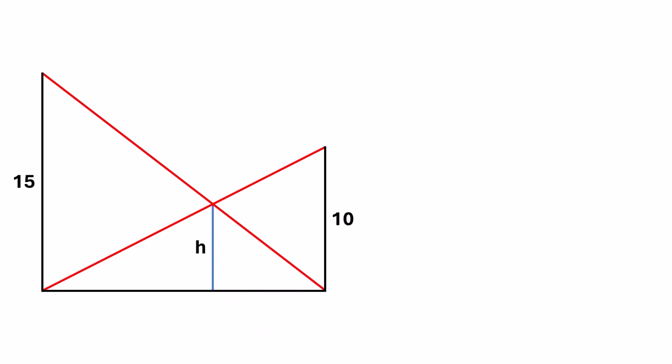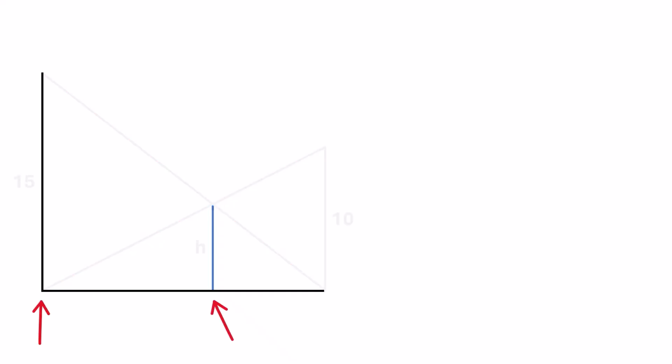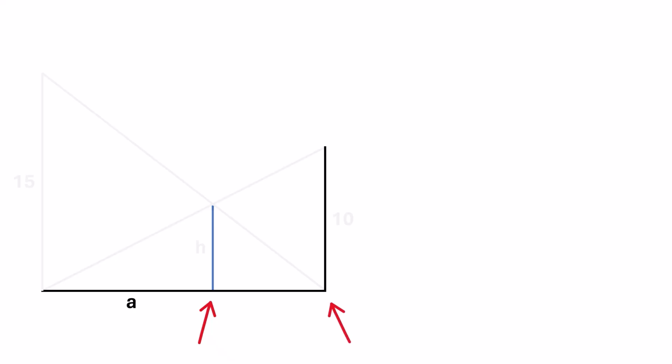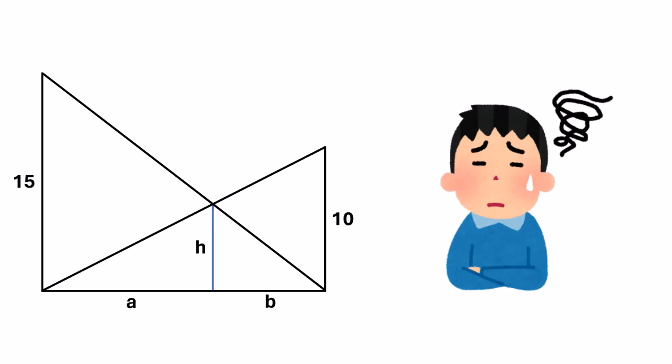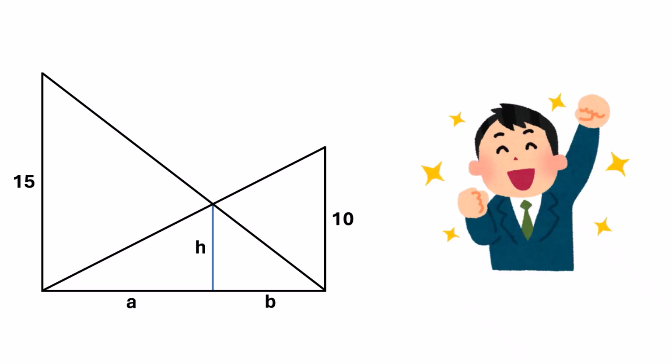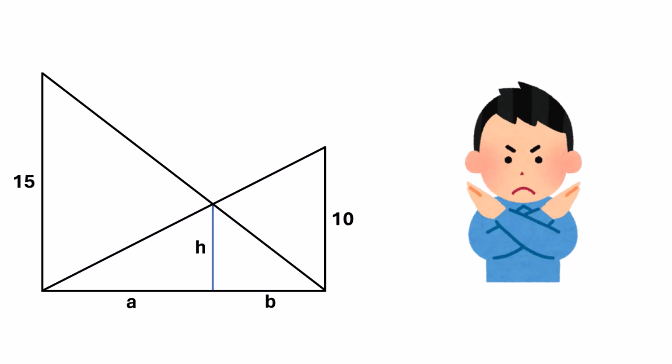Let's suppose the distance from this pole to the point of intersection is A, and from that point to the other pole is B. We're not given the exact values of A or B, but that's okay. As you'll soon see, they cancel out in the process, so we won't need them in the end.